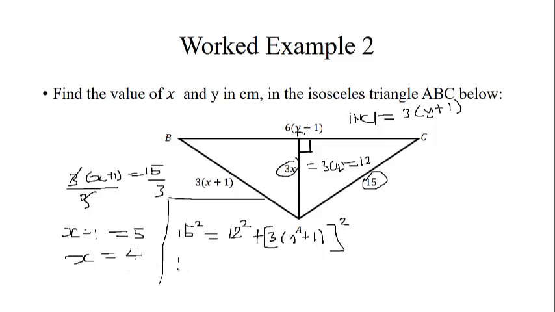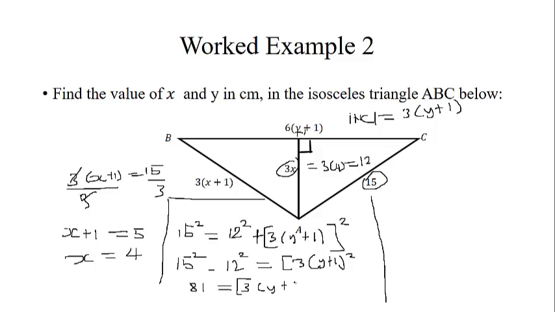Now this will give us 15 squared minus 12 squared is equal to 3 into bracket y plus 1 all squared. Now this will give us 81 is equal to 3 times y plus 1 all squared.